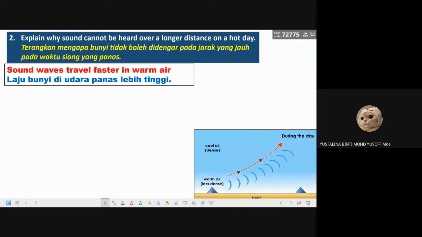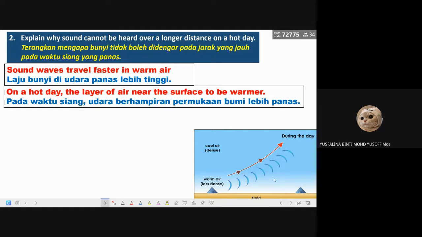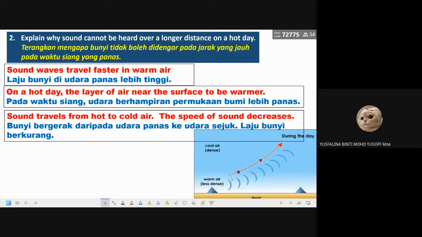Usually the warm air has a low density, but the cool air is denser, so it will be at the top layer, and the warm air will be at the bottom part. On a hot day, the layer of air near the surface becomes warmer. And the sound will travel from hot to cold air, so from less dense to dense.